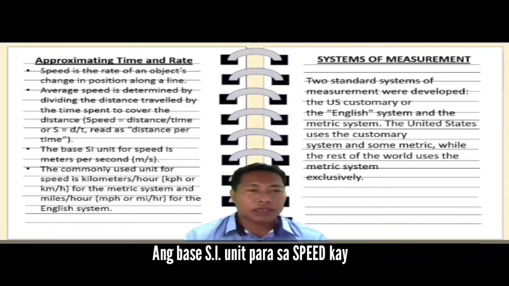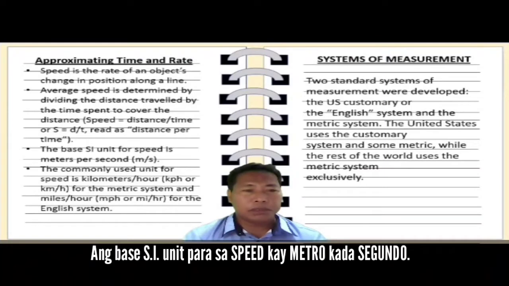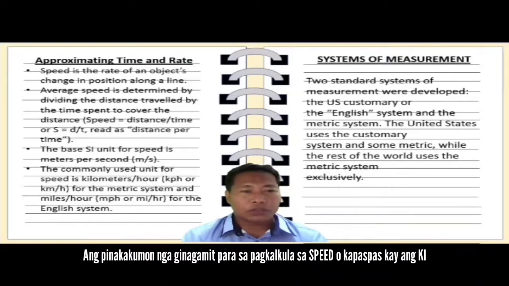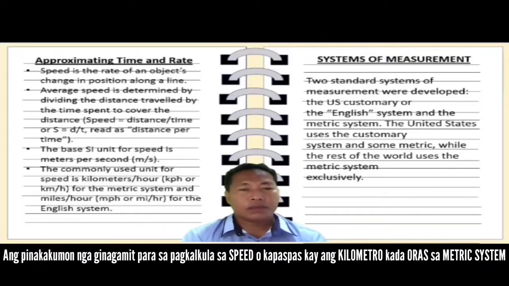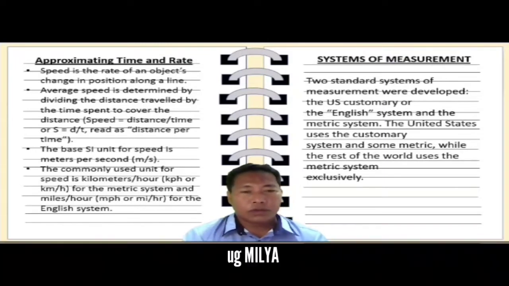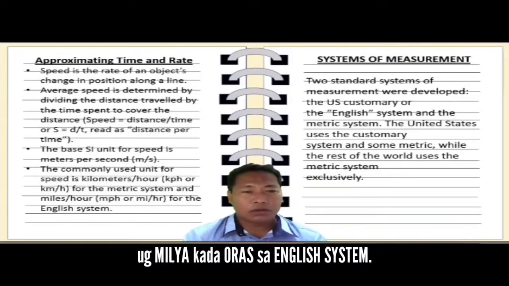The base SI unit for speed is meters per second, or m/s. The commonly used unit for speed is kilometers per hour, or km/h, for the metric system, and miles per hour, mph or mi/h, for the English system.